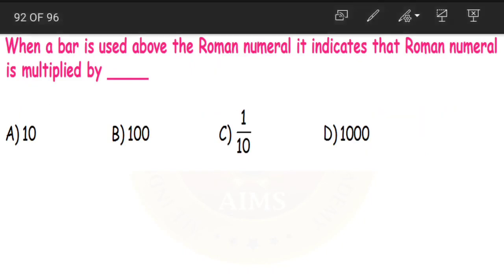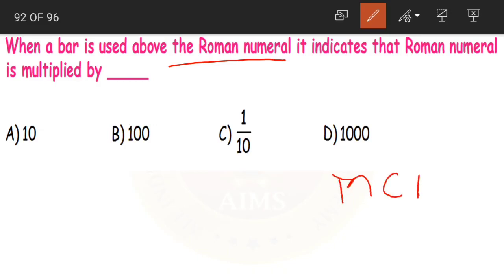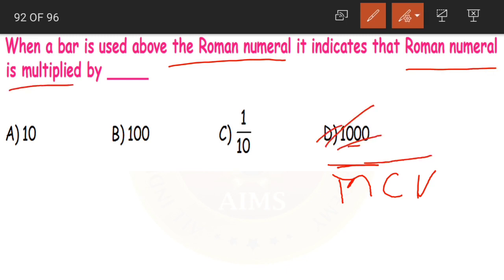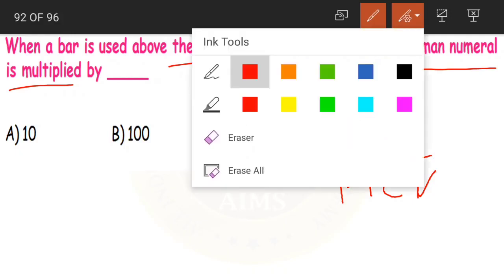Next, when a bar is used above Roman numerals, it indicates that the Roman numeral is multiplied by dash. Now what are they saying? In Roman numerals, suppose I wrote MCV, and I put a bar over the Roman numeral M here. Now what does this indicate? That the number is to be multiplied by 1000. Now this is a very large number here, children.